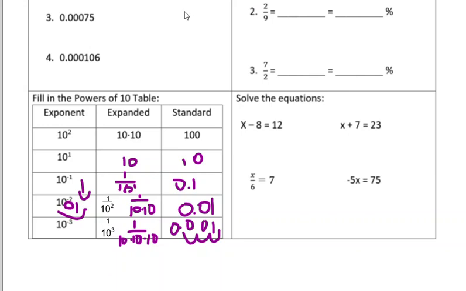All right, so equations. You guys are probably pretty good with these, but I thought we'd review the basics. So when I look at this equation, x minus 8 equals 12, I'm looking at really what x and the constant are doing. So if there's no number in front of the x, then we can go straight to the constant. Actually, we always go straight to the constant.